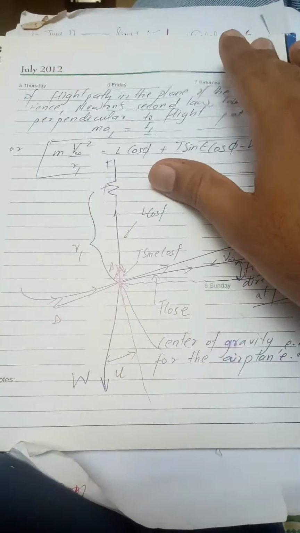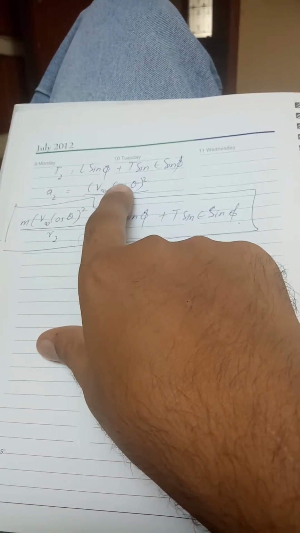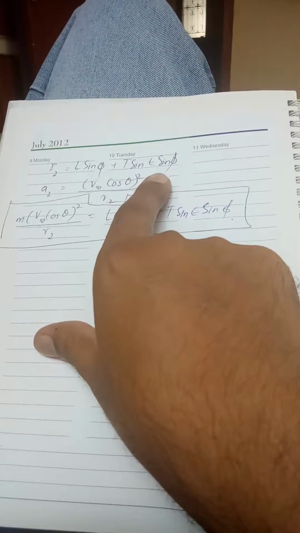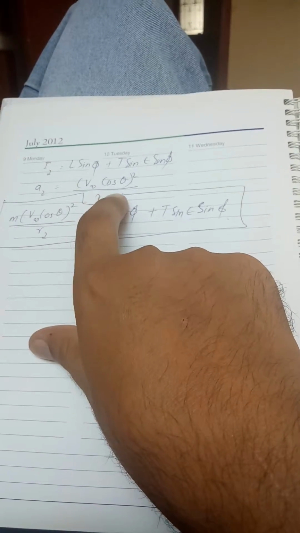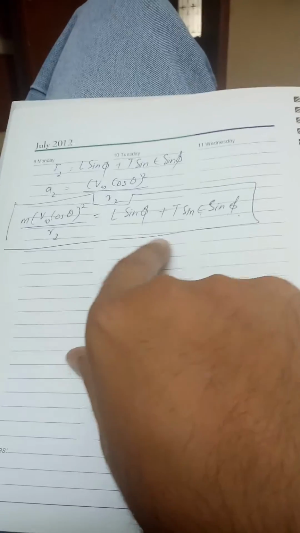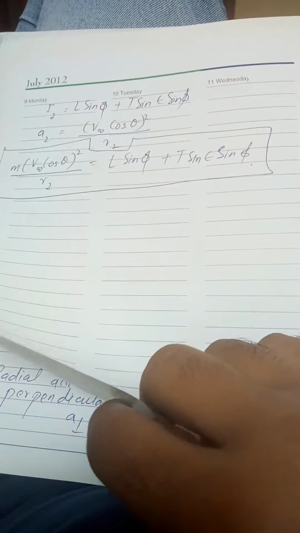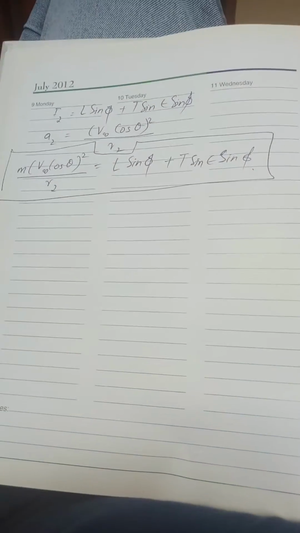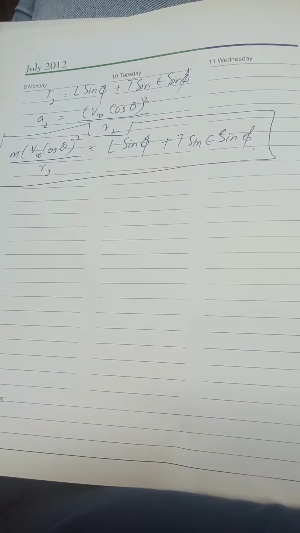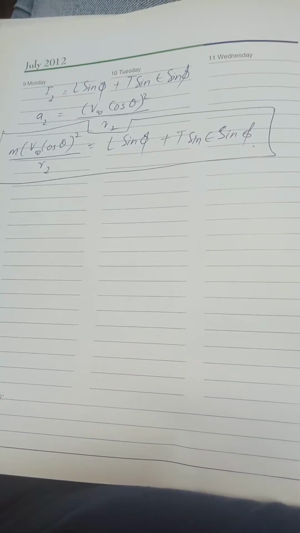Further down the road, the force is L sine of theta plus T sine of E into sine of theta, and the acceleration is V cos of theta squared over R2. We have also derived the equation in terms of theta. So this is the explanation when we talk about the instantaneous components. When we talk about the instantaneous force and the instantaneous acceleration, you can have this one as well.